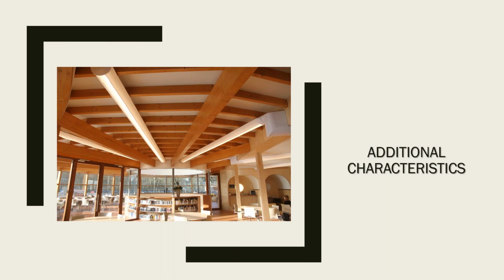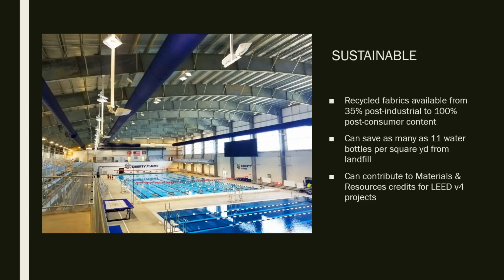So, additional characteristics: fabric systems also offer sustainability benefits compared to metal. The sustainability of any fabric is manufacturer specific, because some fabrics are available ranging from 35% post-industrial recycled content to 100% post-consumer recycled content. And with those fabrics, they can save up to 11 water bottles per square yard. There is a fabric on the market that is made from 100% post-consumer recycled water bottles. That is the one that can save you 11 water bottles per square yard. And it can also contribute to materials and resources credits for LEED.